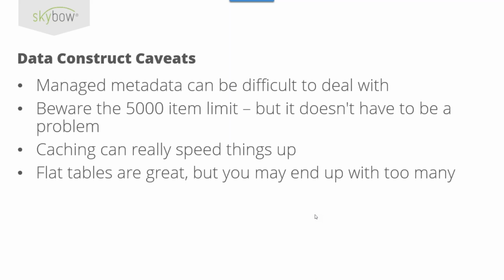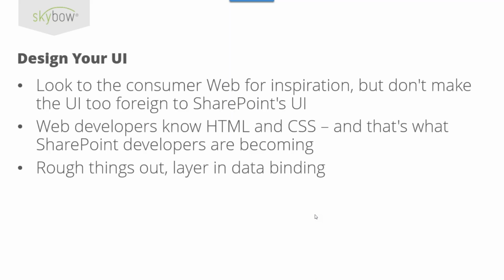We can use some caching schemes as we're building solutions so that we can speed things up, so that as data volumes go up, the system doesn't just start grinding to a halt. Again, that's something that I worry about a lot when I have my professional developer hat on. Flat tables in the form of lists and libraries are great, but sometimes you end up with too many of them, and so you have to think about how you're going to best store your data.